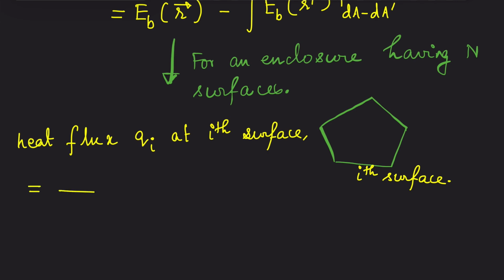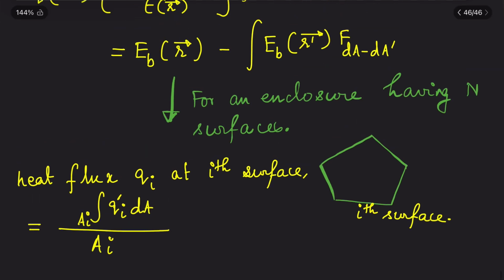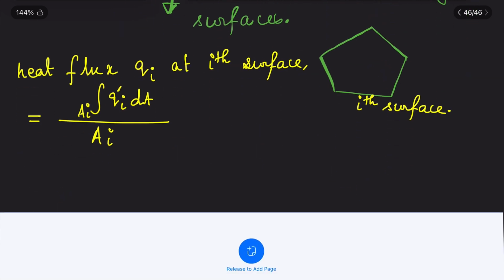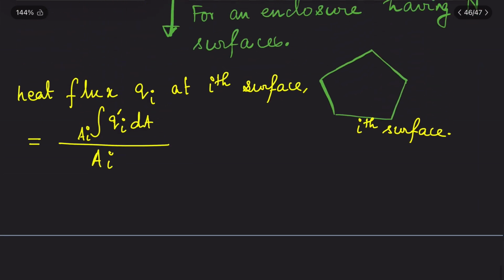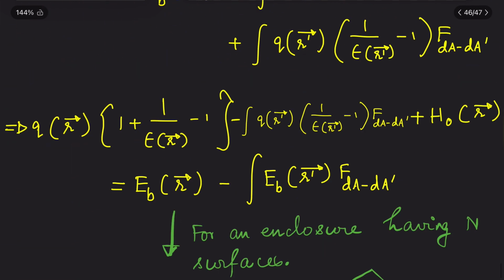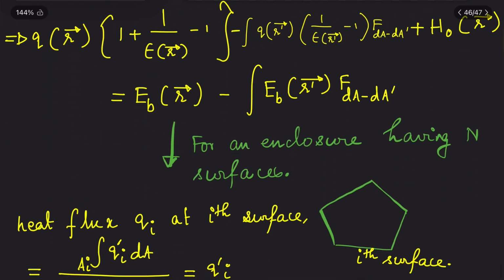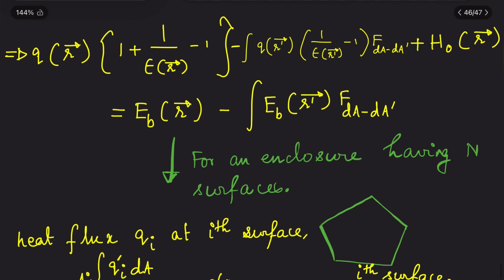is equal to, it is something like an average heat flux. So this is the area of the ith surface by the area of the ith surface. This is actually some average, so let me write this as q dash. And if this q is uniform throughout the surface, then this is equal to q dash i. So considering this equation, can you tell me what is the only change that I need to make?